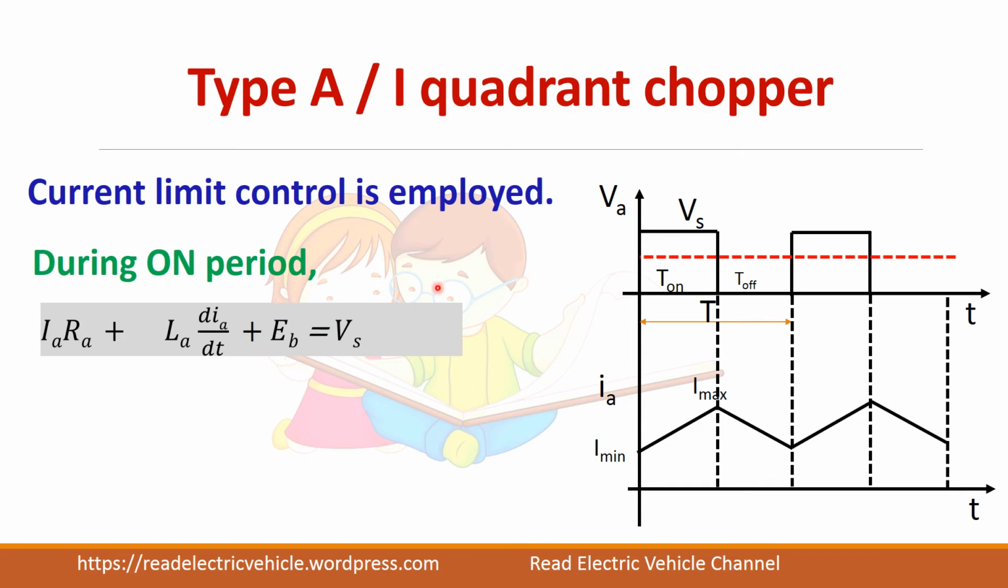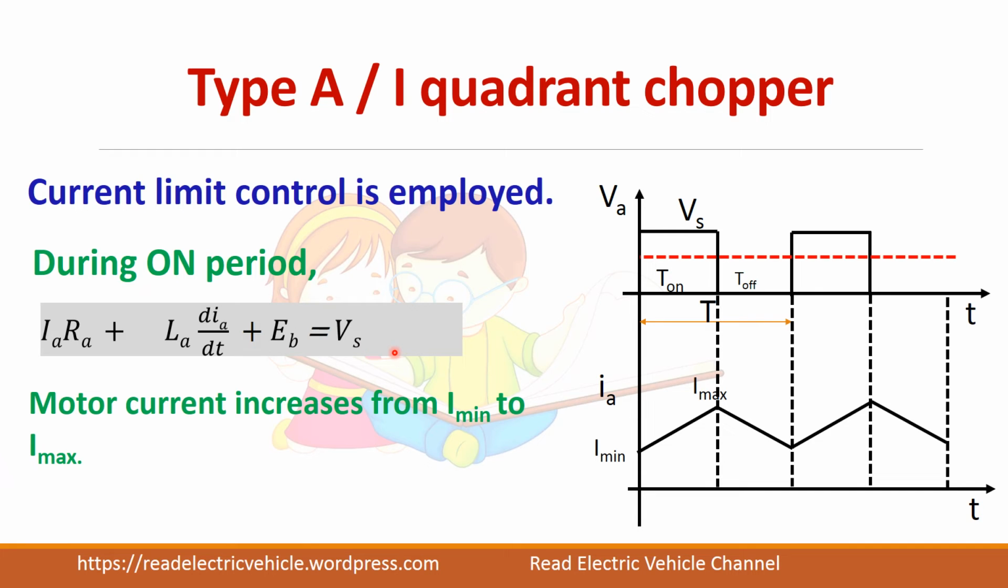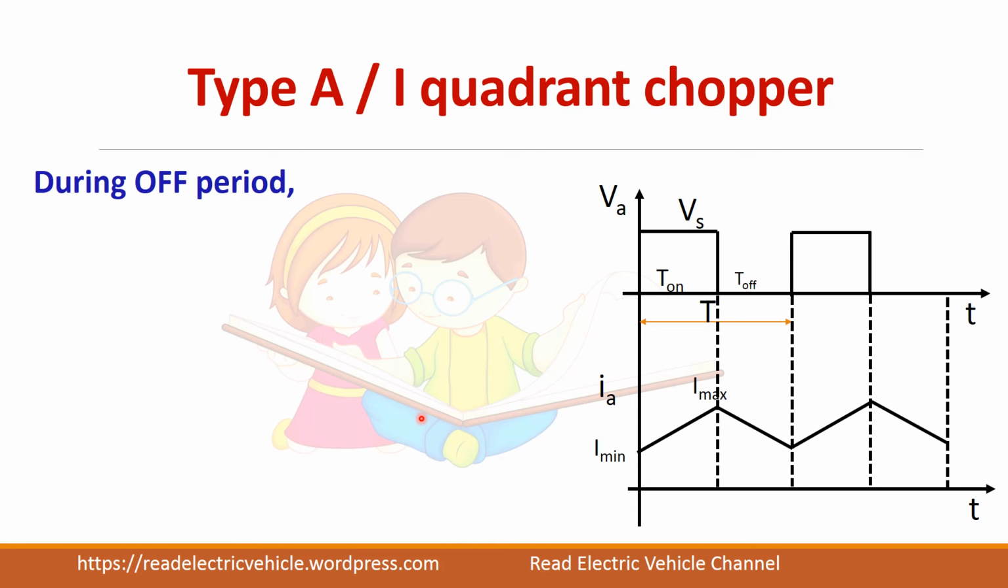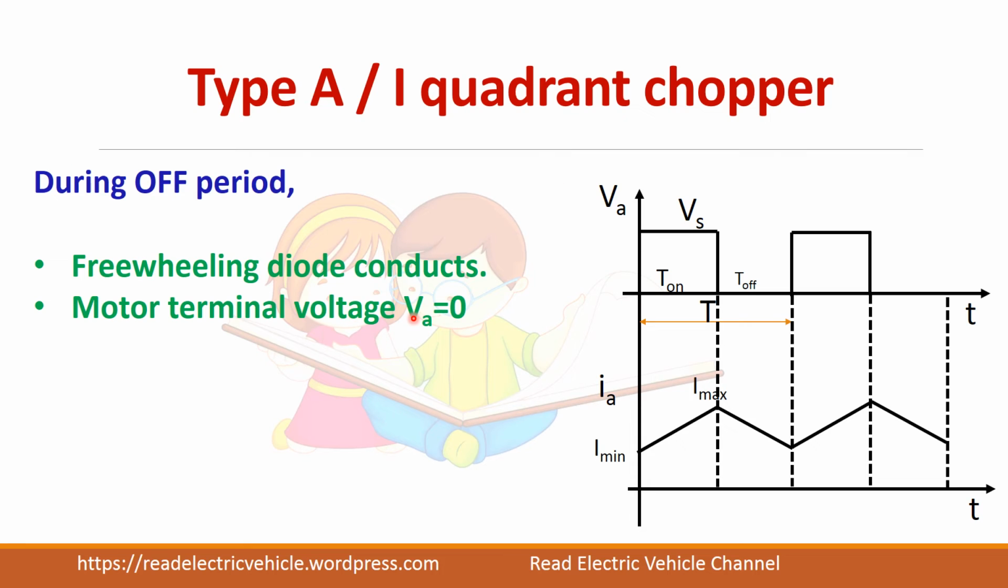During the on period, Ia Ra plus La dIa/dt plus Eb, where Eb is the back EMF, is equal to the supply voltage Vs. So during this period, the motor current increases from a minimum value to a maximum value. Similarly, during the off period, the freewheeling diode conducts, that is, the current is shorted through the freewheeling diode. So the terminal voltage is equal to 0.